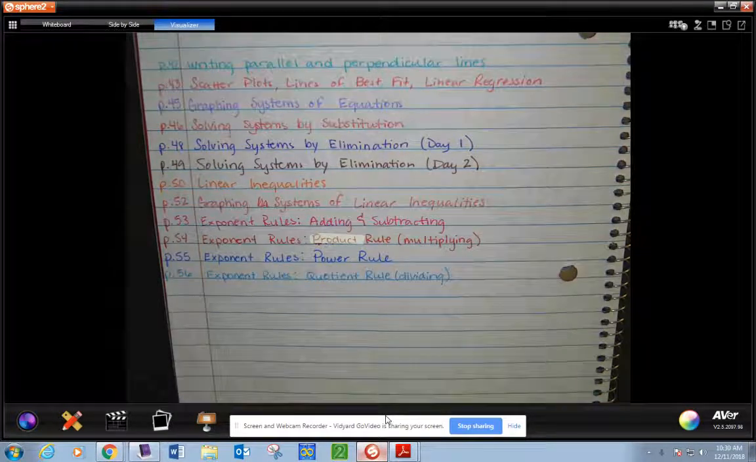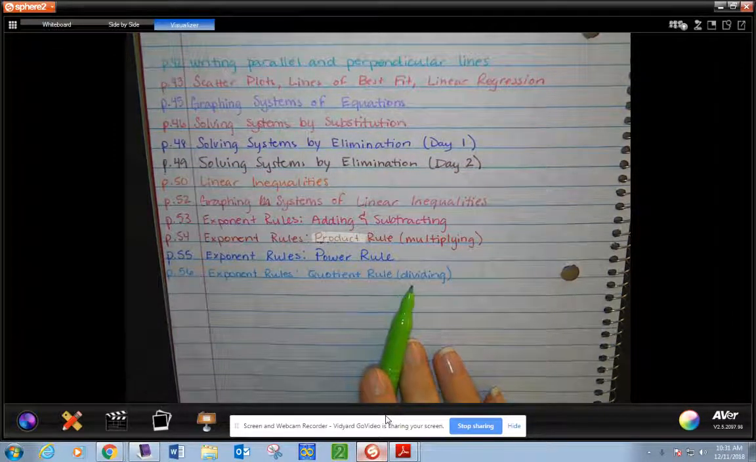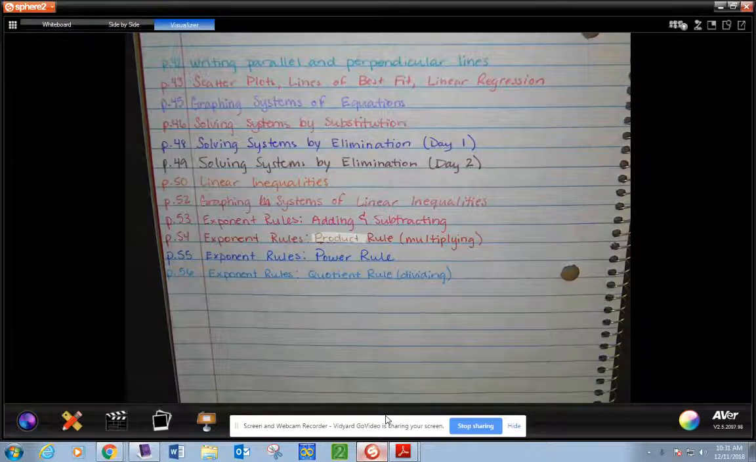Alright, guys, so here we go. We have the fourth rule for our exponent rules now. Mine fell on page 56, and we're now doing exponent rules, and it's the quotient rule. Quotient just means dividing. So make sure that you have your table of contents, and then let's go ahead and flip over to it.